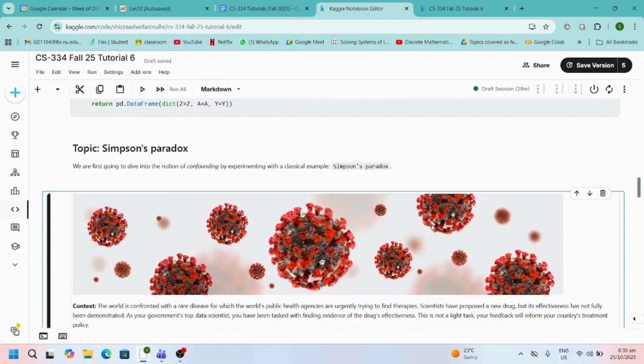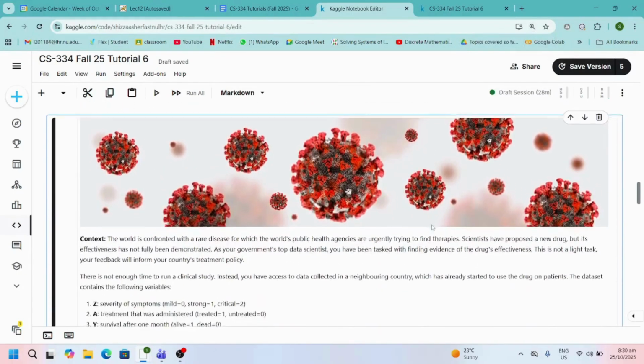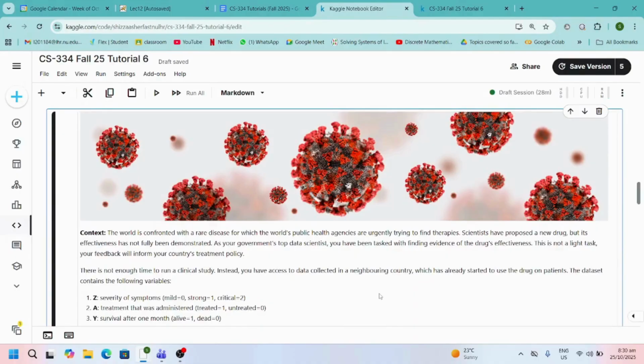So let's go over what we are doing over here. Let's give you some context. Suppose the world is confronted with a rare disease for which the world's public health agencies are urgently trying to find therapies or solutions. Scientists have proposed a new drug, but its effectiveness has not fully been demonstrated yet. So, they've introduced a new drug, but they're not sure how effective it is right now.